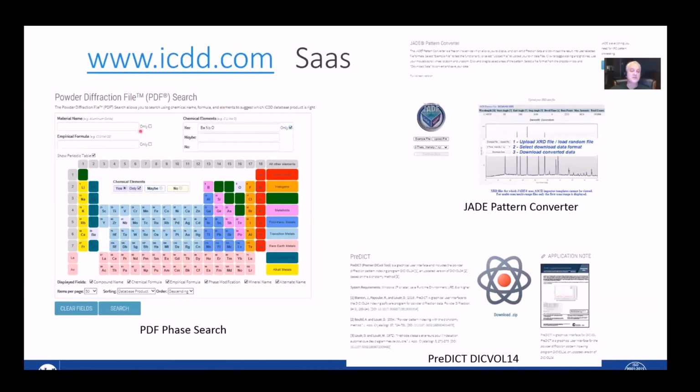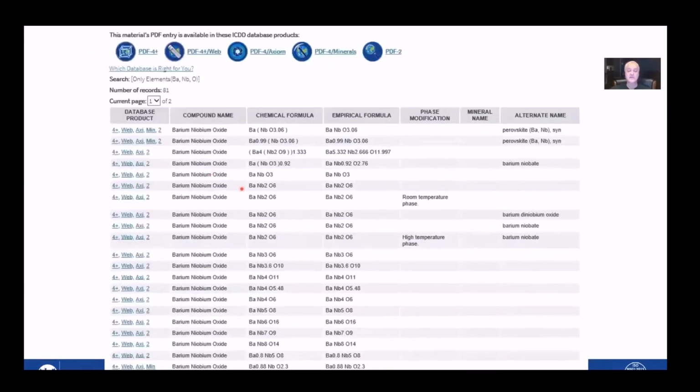In this case, you can enter in information. This example is barium niobium oxide, and what you will get is information telling you whether those phases are in the database. So you'll get some kind of output that tells you the phases that are available in the database and which database product it's available in. Now, it won't give you the PDF entry, but it will at least tell you if we have that phase and what database you could find that phase in.